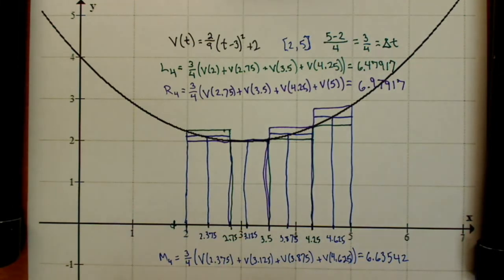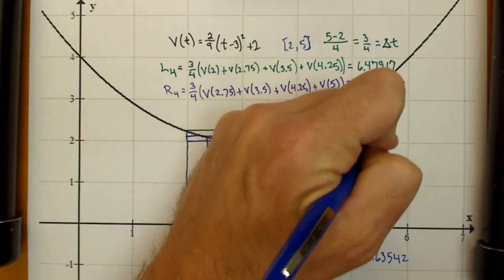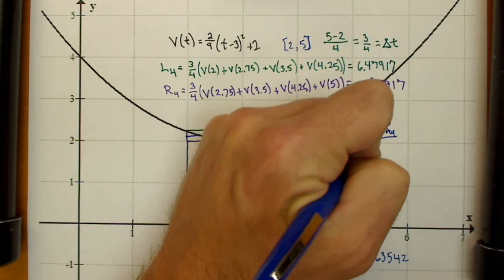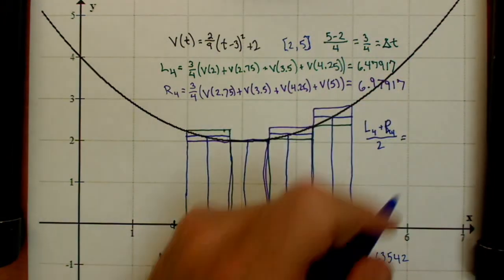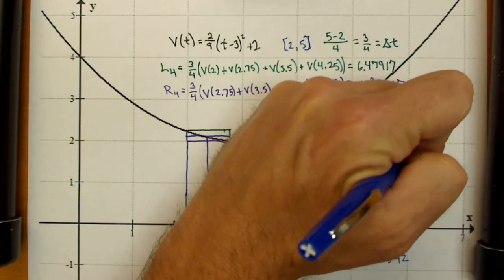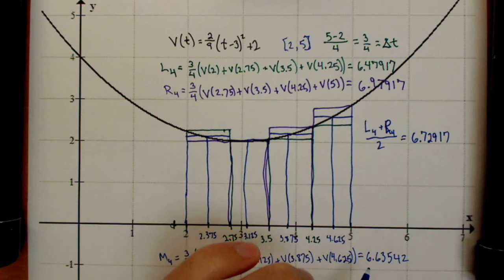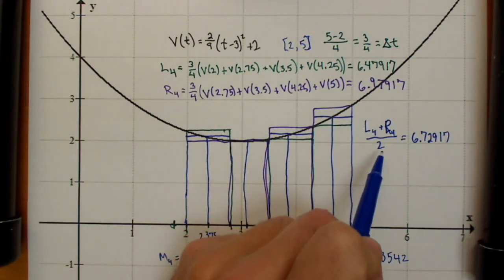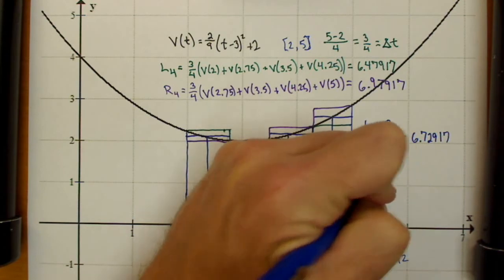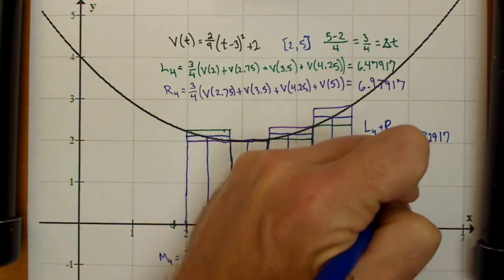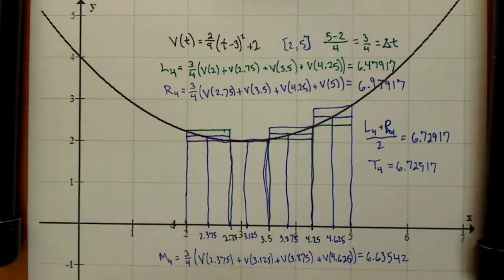Now, what if we averaged the left-hand rule and the right-hand rule? So L sub 4 plus R sub 4 over 2. If you do that, you get 6.72917. So that's different than the midpoint rule. We actually have a name for this as well. This is called the trapezoid rule with 4 intervals. So the trapezoid rule gives us 6.72917.